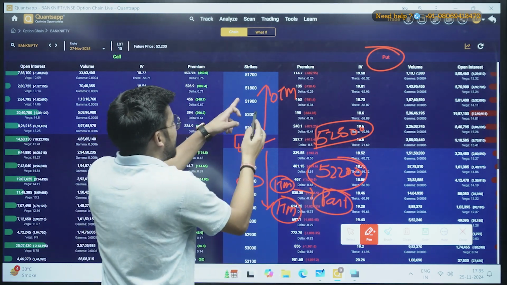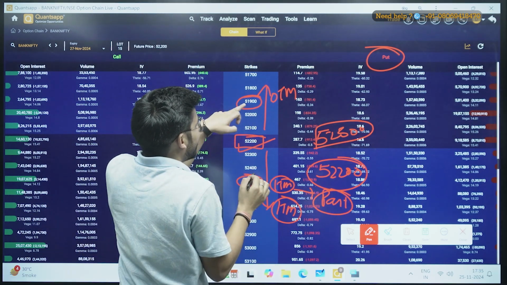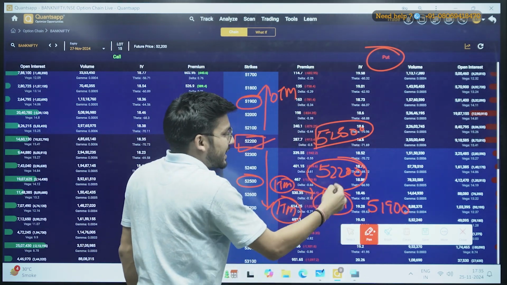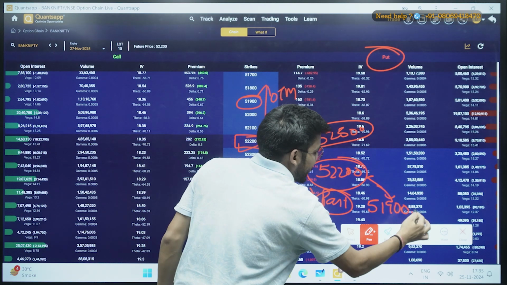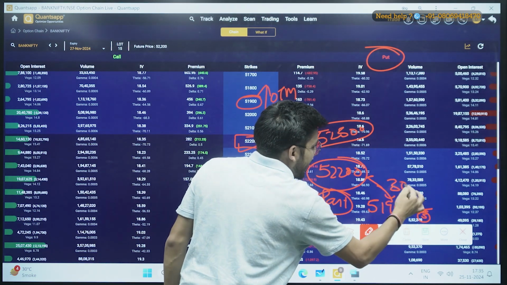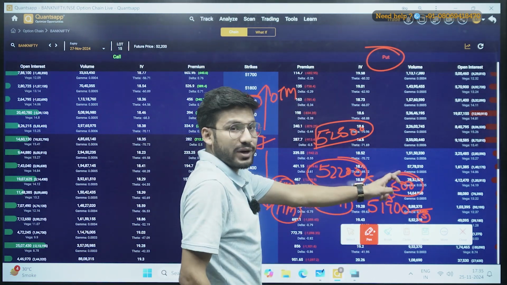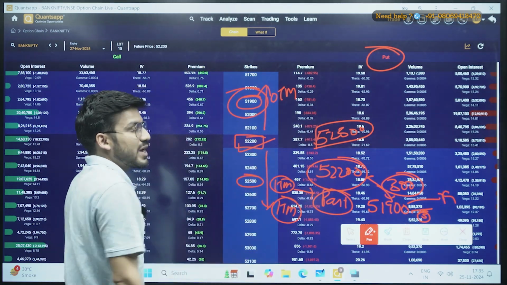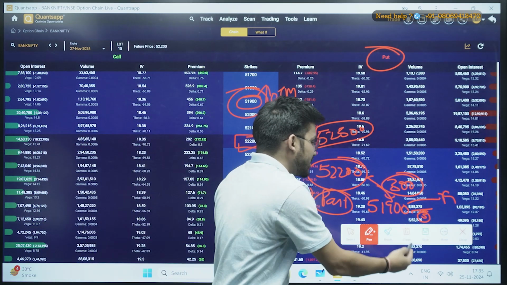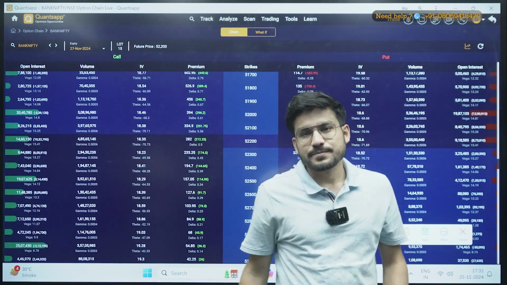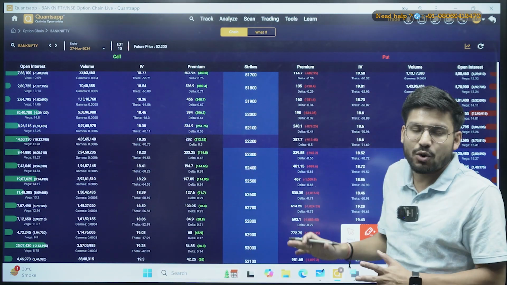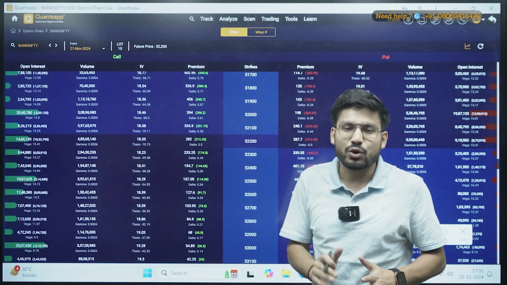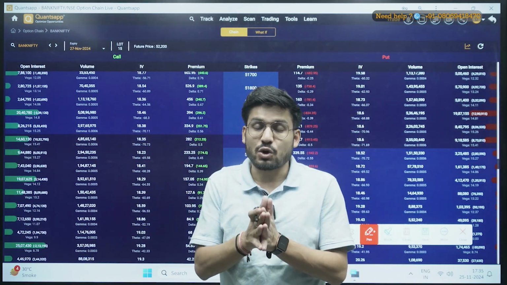Similarly, if I bet on this one, that my market will remain below 51,900, then 51,900 will be somewhere like this. My market still has to move 300 points to go below this region, right? So I can consider that as my future, and that will be my OTM strike option. I hope the concept is clear, which is the ATM, which is the ITM, which is the OTM, and why we denote it as ITM, ATM or OTM.